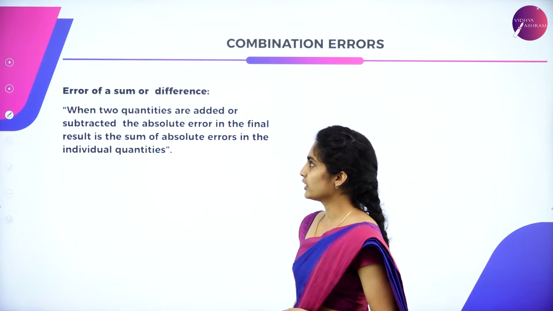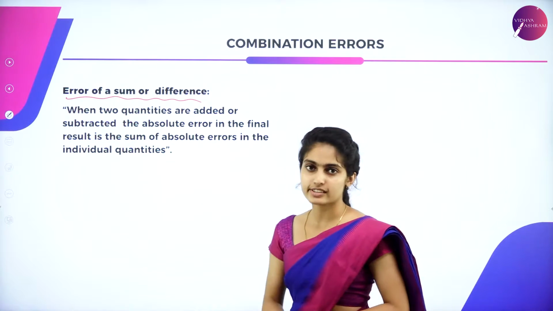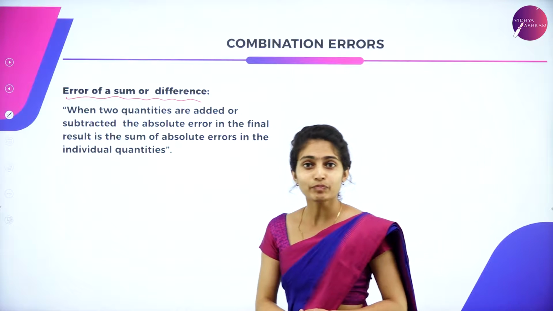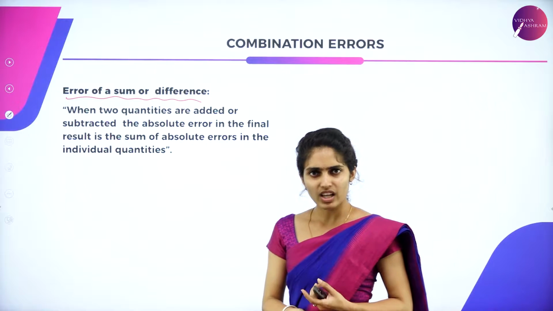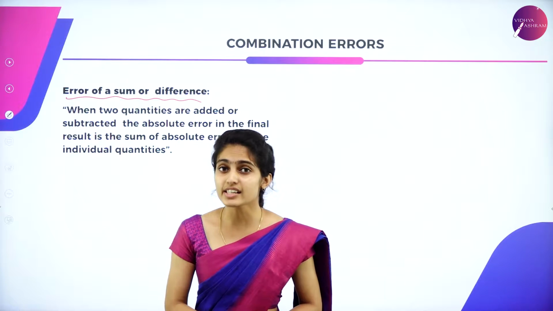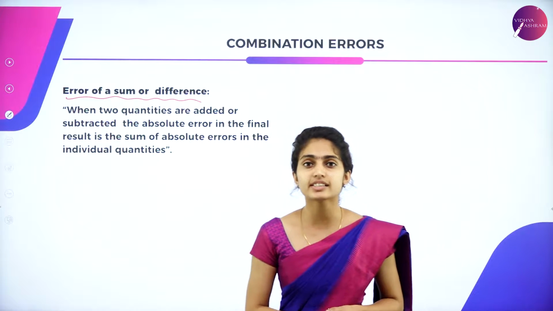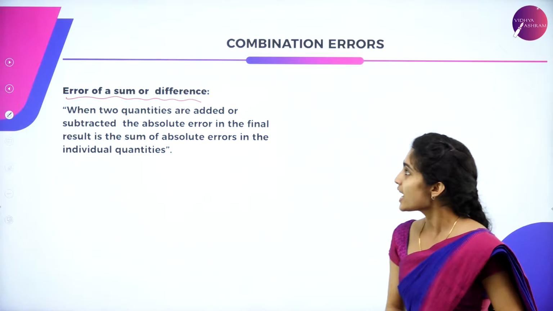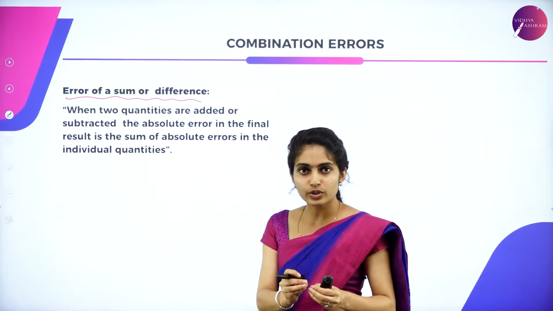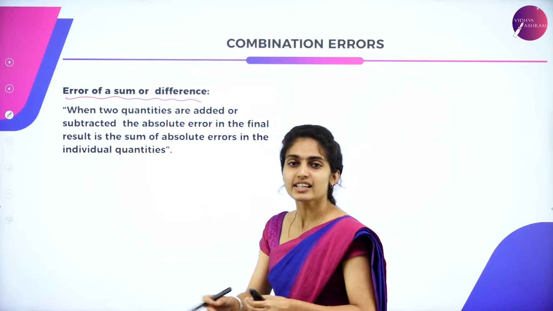The very first rule in combination of error is error of a sum or a difference. So what is that error? As I told you already in my previous class, error is the uncertainty in the measurement. So error of a sum or a difference: either we are looking into the error of a sum, that is addition, or error of a difference, that is subtraction.